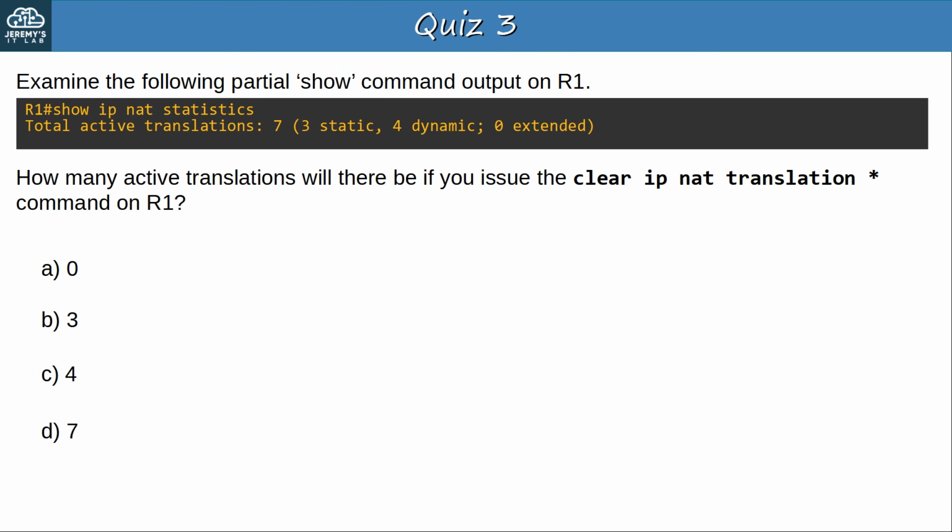Okay, let's go to question 3. Examine the following partial show command output on R1. How many active translations will there be if you issue the clear IP NAT translation * command on R1? Pause the video now to select the correct answer. Okay, the answer is B, 3. Clear IP NAT translation will clear only the dynamic translations, not the 3 static translations. So even after issuing the command, 3 translations will remain.